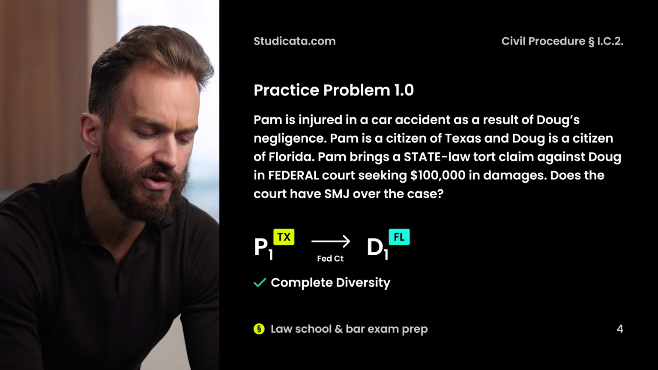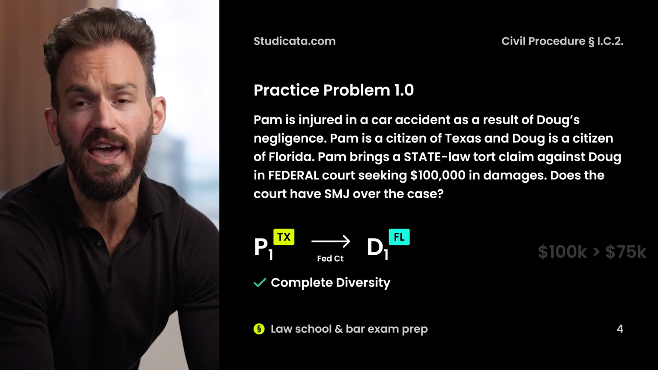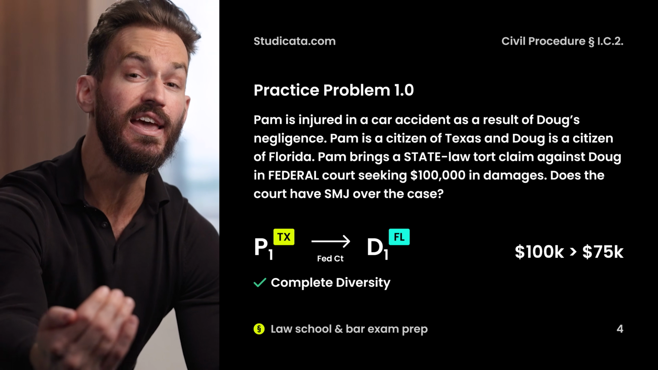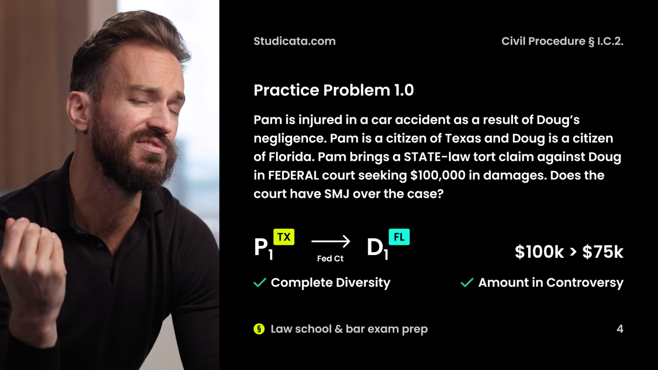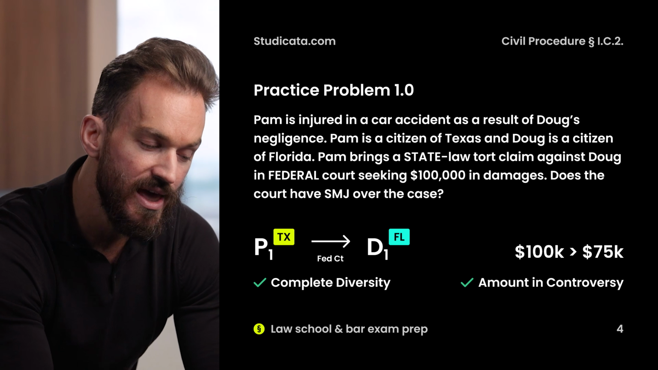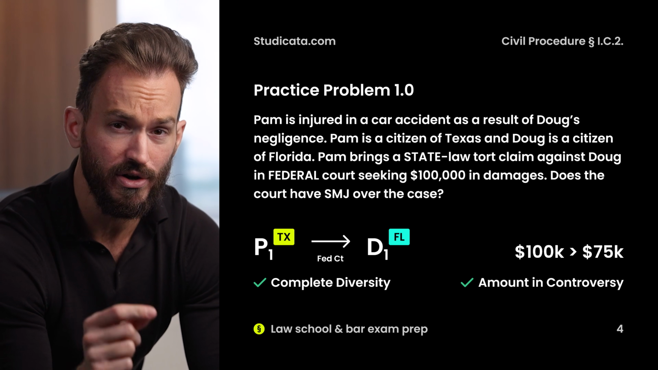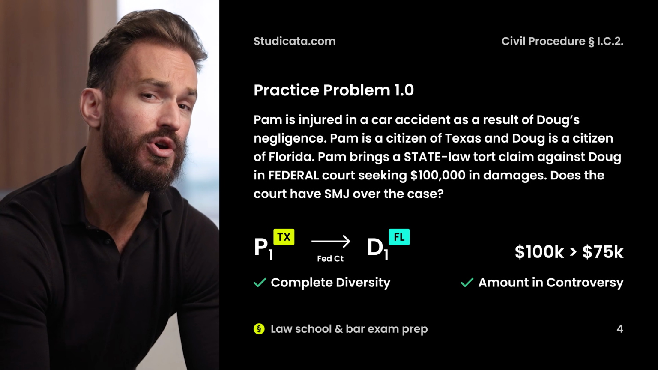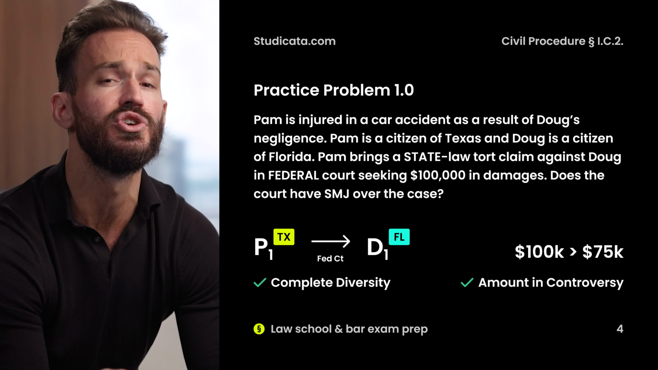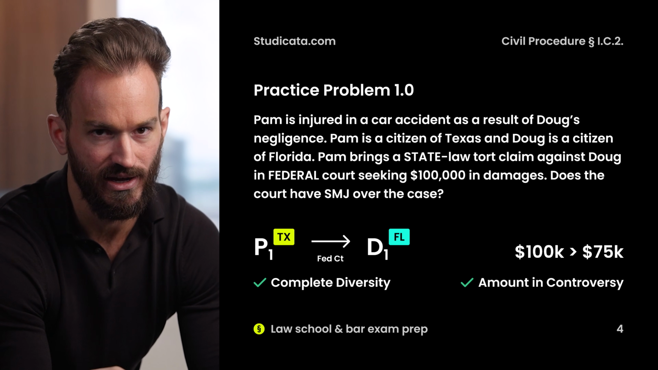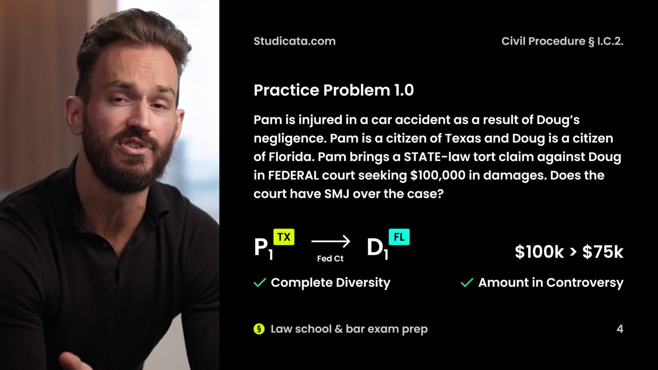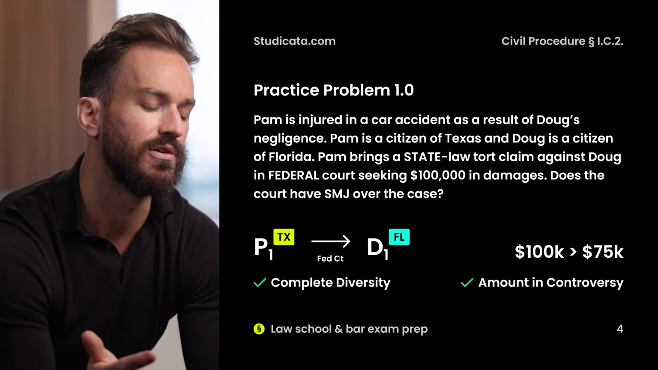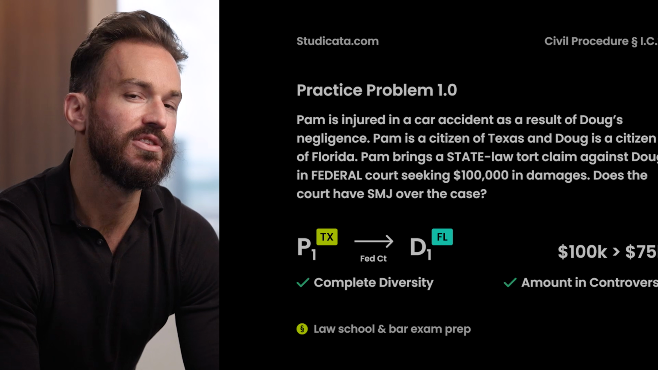The amount in controversy is given to us. Pam is seeking $100,000 in damages. $100,000 exceeds the amount in controversy requirement of $75,000. So in this fact pattern, the federal court could exercise subject matter jurisdiction over this case pursuant to Section 1332 diversity jurisdiction because they have complete diversity between the parties and the amount in controversy exceeds $75,000. Okay, that's practice problem one.